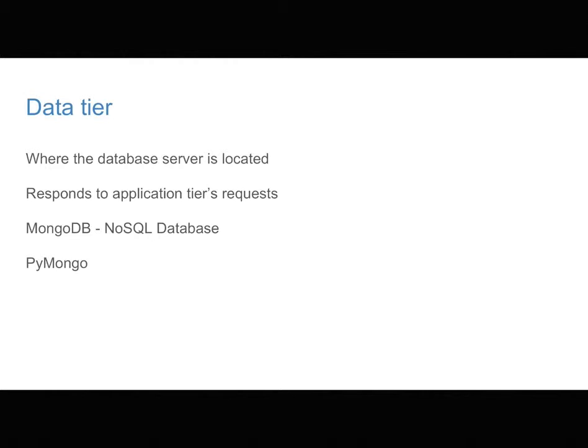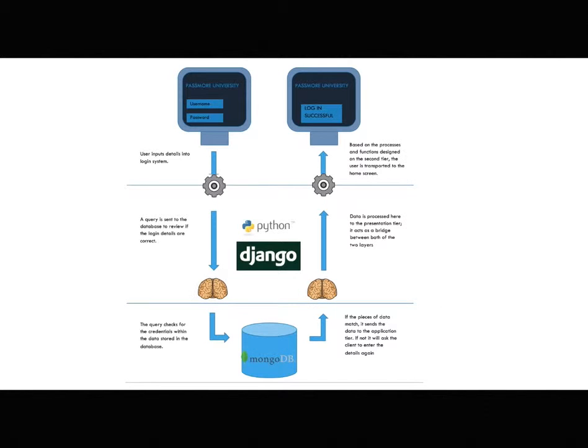The third tier is the data tier. This is where the database server is located. It responds to all the application tier's requests. In Python's case, it would be good to use MongoDB, a NoSQL database. On the third tier, this would have multiple benefits, as MongoDB is a database that is not only relational, it has low latency, high performance, high scalability, is very manipulable, and it can handle unstructured data. Also, if it's used with PyMongo, a Python distribution, this can work well with the MongoDB database.